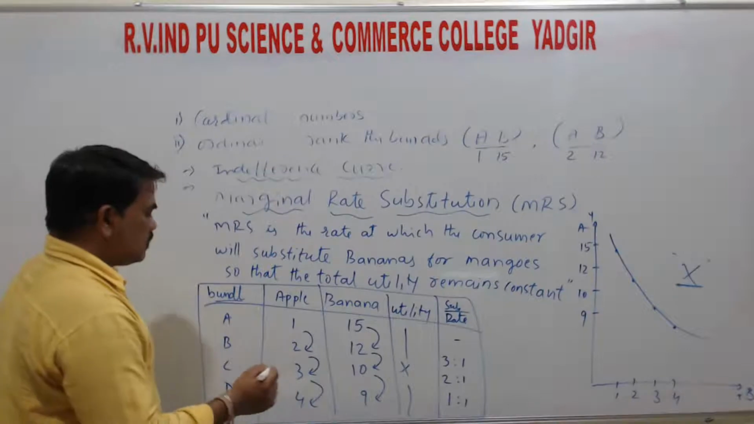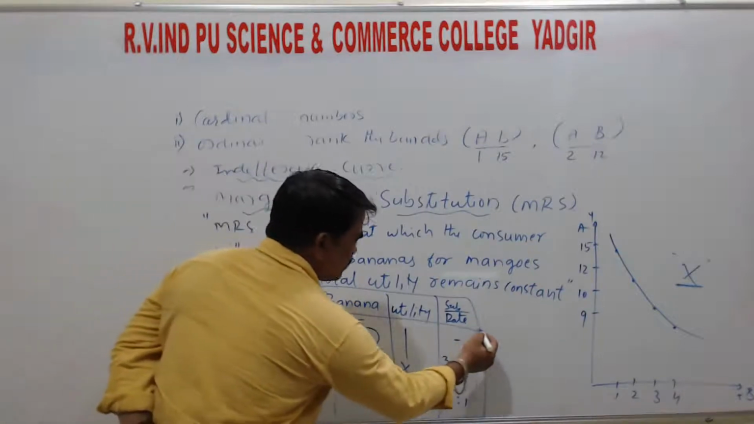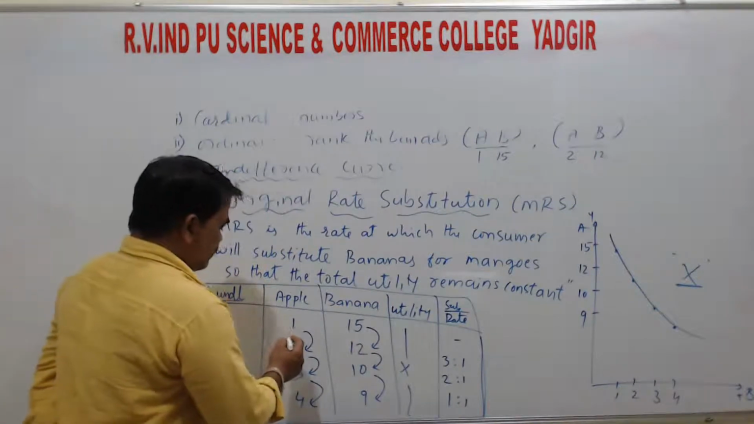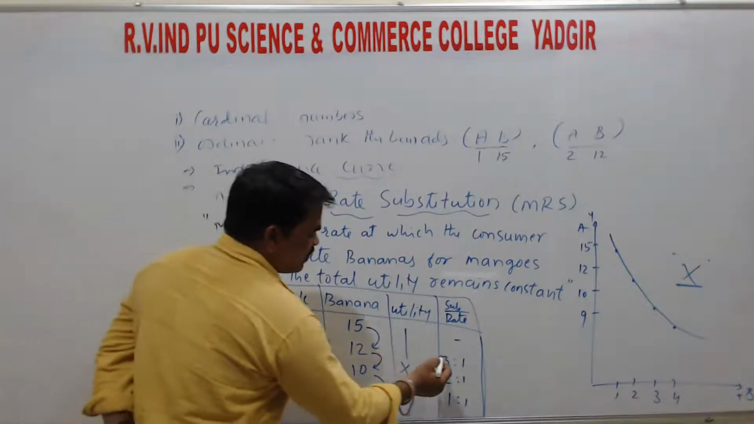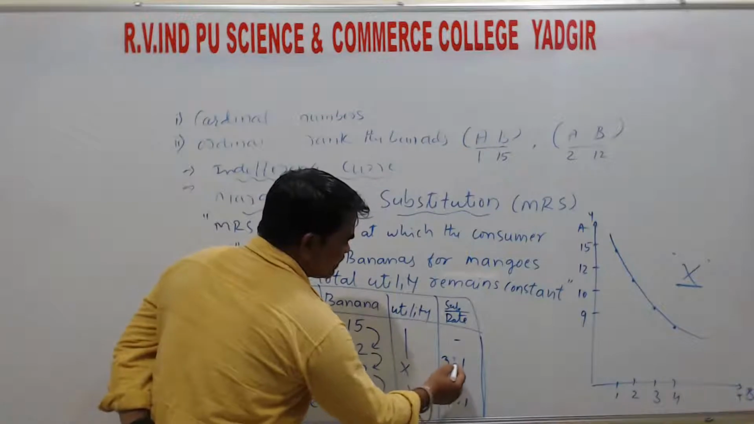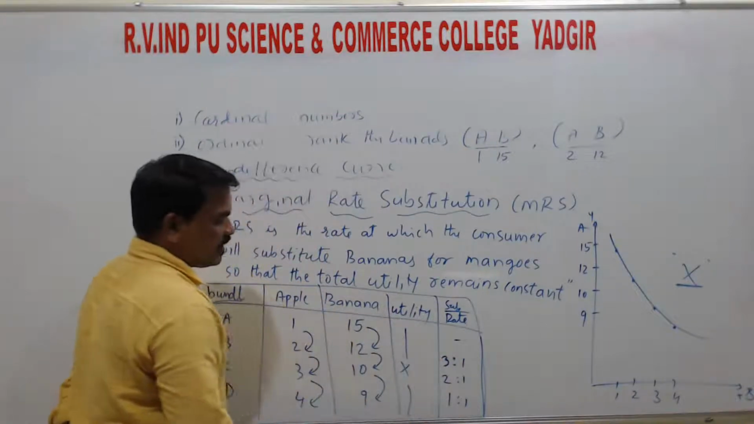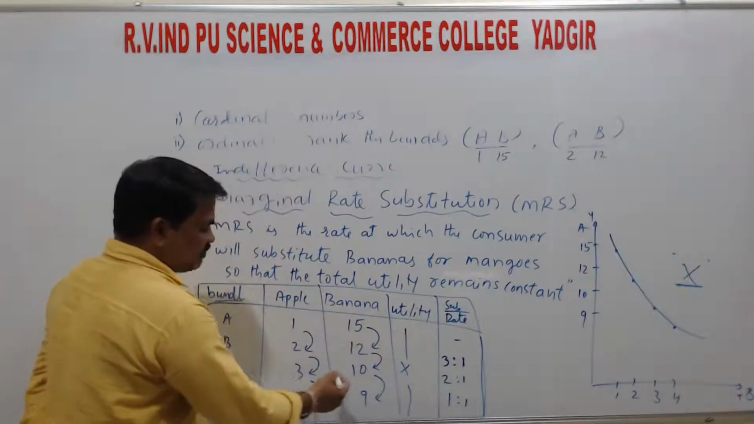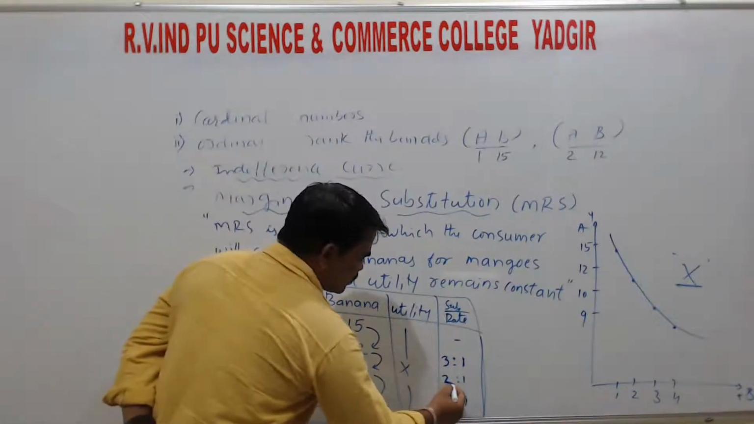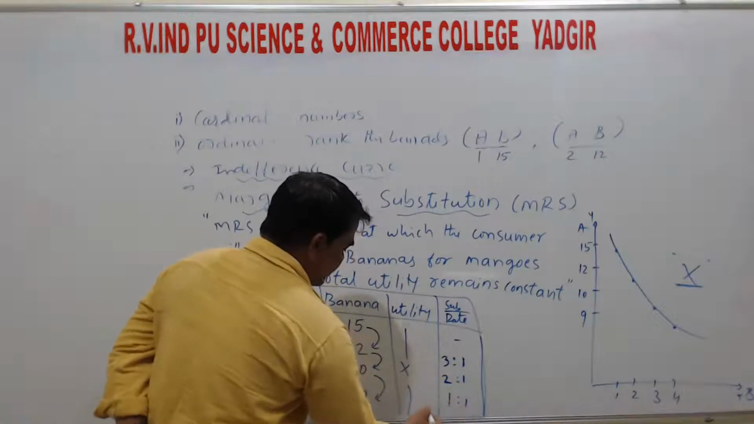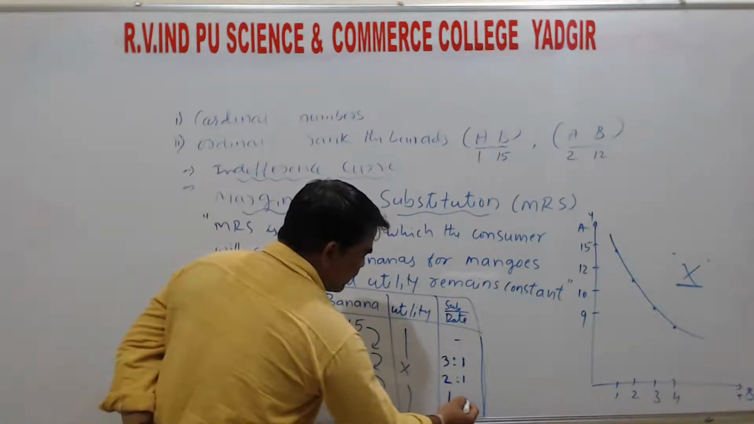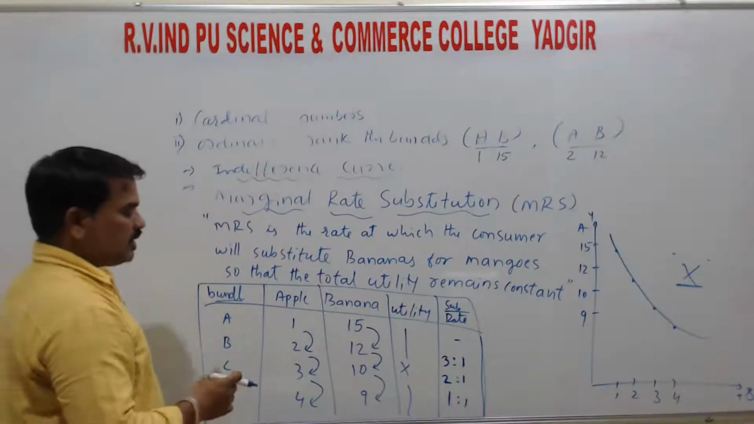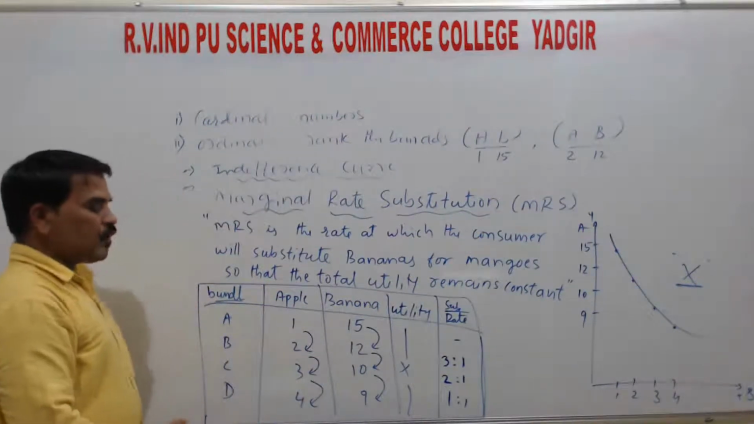Okay, so the rate shows here. Initially, if you see, he is sacrificing 3 banana for 1 apple. Then if you see the third bundle, he is sacrificing 2 banana for 1 apple, and in the fourth bundle he is sacrificing one banana for one apple. Okay, this is the rate at which he is substituting the products here.